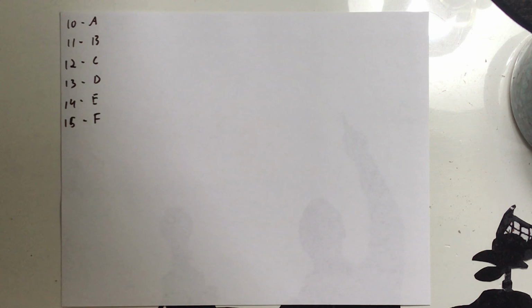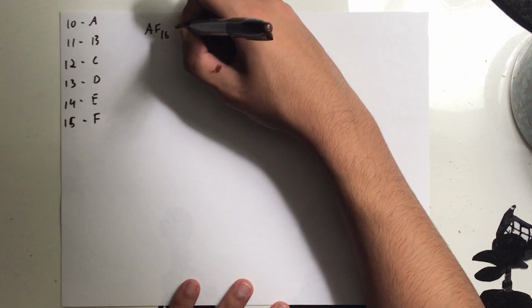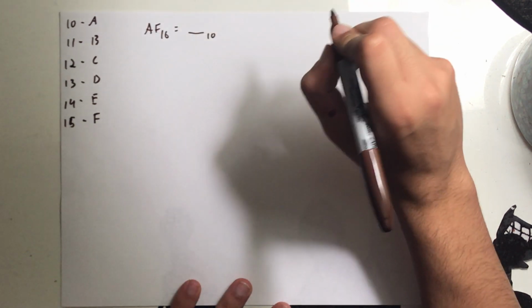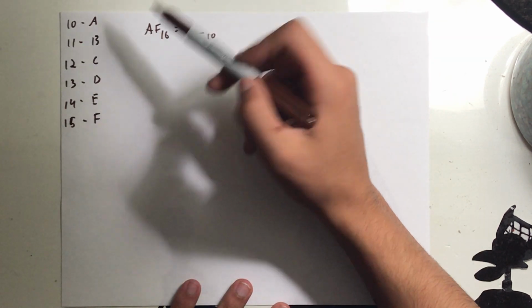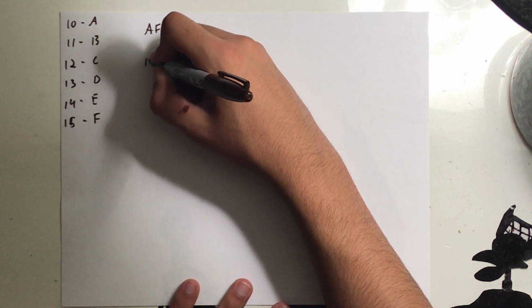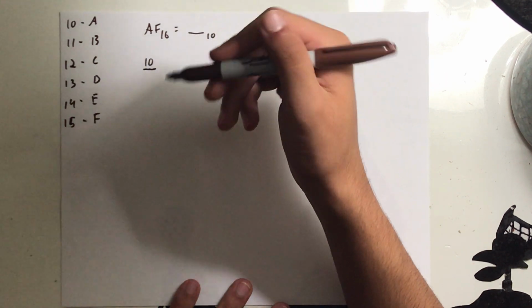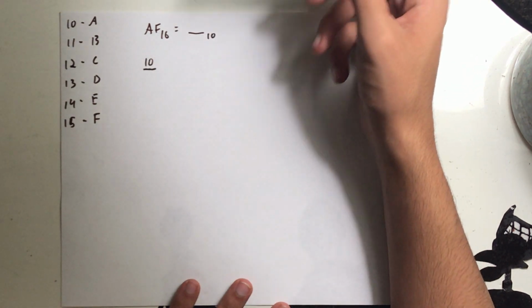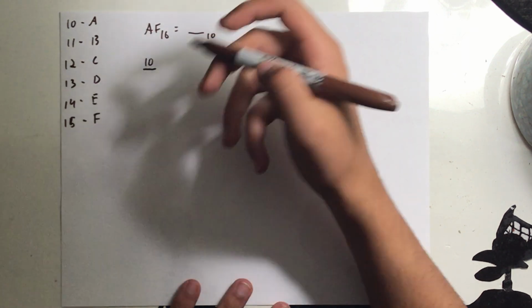So let's say we want to express AF in base 16 to base 10. How do we do that? Well, what is A and what is F? We said that A is 10 and F is 15. So the way I do it during the test is I'm going to express A as 10, and I'm going to underline it so I know that this is 1 digit. If you don't underline it, you need to make sure you know that this is 1 digit, because to me, if you don't underline it, you may think of it as just a 10. And then F is 15.